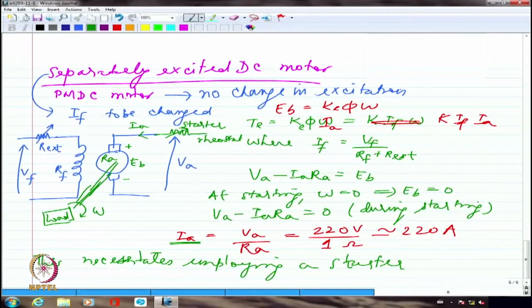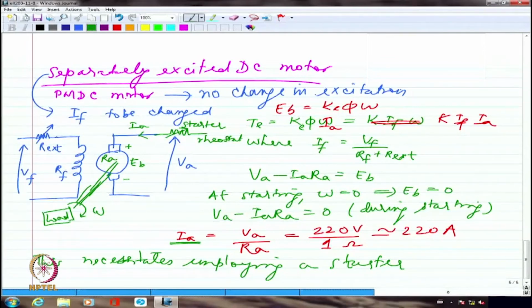For example, if I am talking about an elevator, it will definitely have a requirement for a very high starting torque, because many of us would get in and after that only the motor is going to start. You can't say I'll start the motor, you jump in after that. That's not possible.